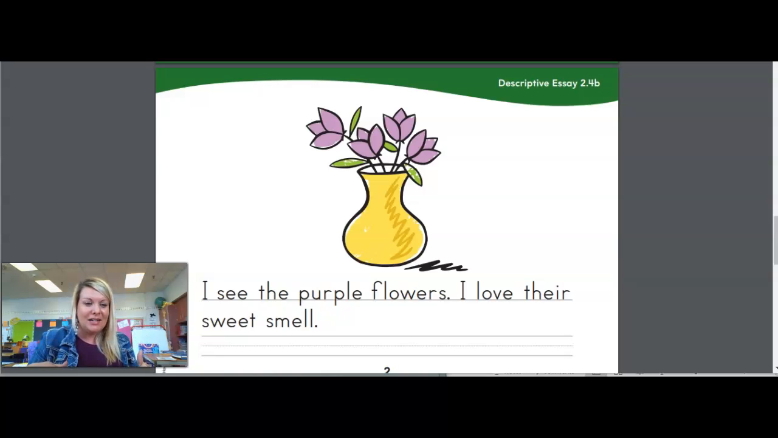But as a reader and a writer, we know that we have to describe and use words that our readers will understand. So I know that flowers smell good. That's my background knowledge. If flowers smell good, they have a sweet smell. And so the writer here said, I see the purple flowers. I love their sweet smell. Now, even though I can't smell it, I'm imagining what that sweet smell of the flowers smells like. And I'm using those senses that I have in me as a reader to understand what the writer wanted me to know, that these flowers smell sweet.